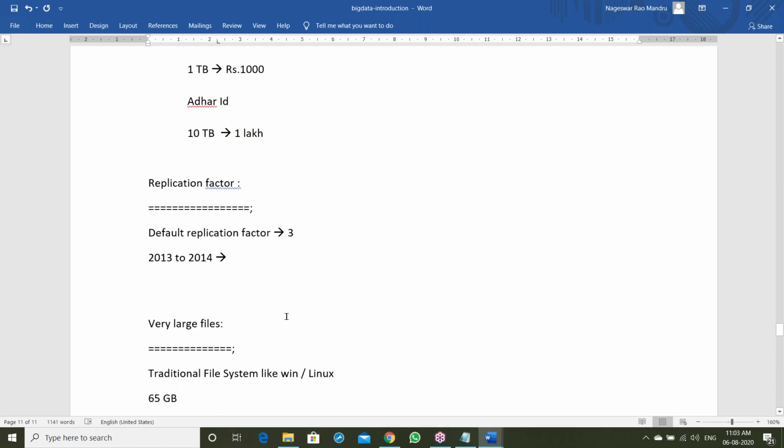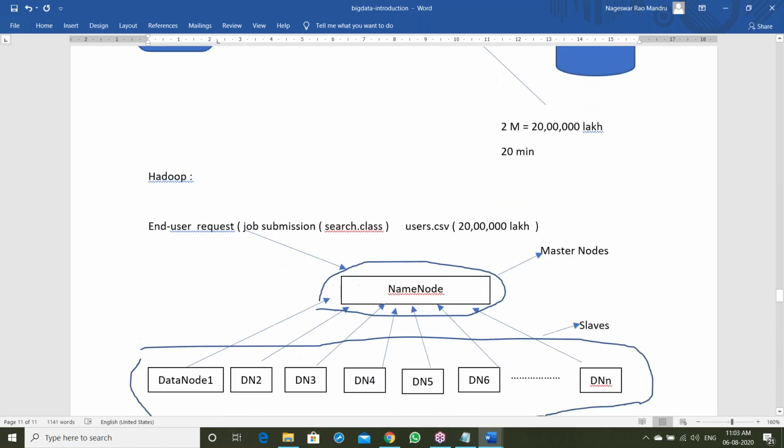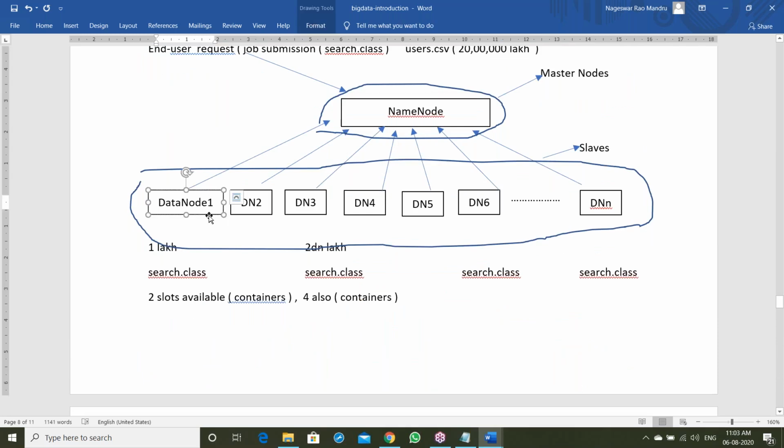So the replication factor: for every data, Hadoop generates 3 copies. First copy, second copy, third copy. Suppose the first copy fails, no problem. The second copy is available and the third copy is available. So Hadoop takes care of backup automatically, and manual backup is not necessary.